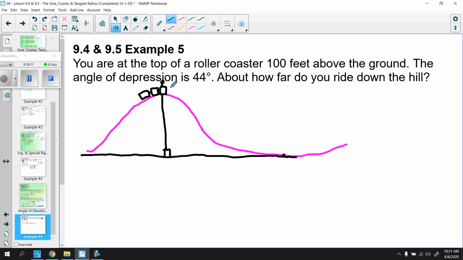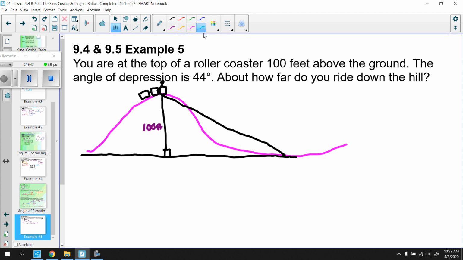So, again, do I need to make it that detailed? No, probably not, but I think it'll help as we decide what we're even looking for. So we're sitting on top of the roller coaster 100 feet above the ground. That's stuff that I just need to add to my picture. This height right here is 100 feet. We know straight down to the ground would be a 90-degree angle. The trick is going to be, where does this 44 degrees go in my right triangle here?